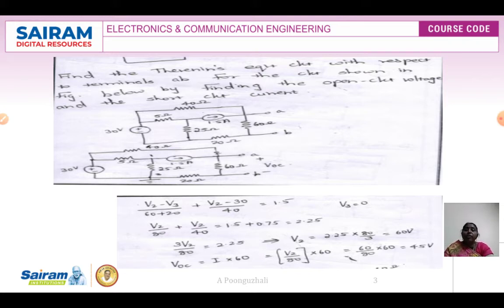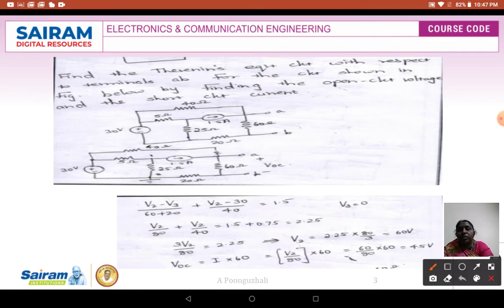Now we are going to find the current that flows through the circuit. Suppose I assume that this is your current I. Here the voltage at this point is 30 volts, and here this is your V2 voltage. So it is V2 minus 30, which means this is your current direction.